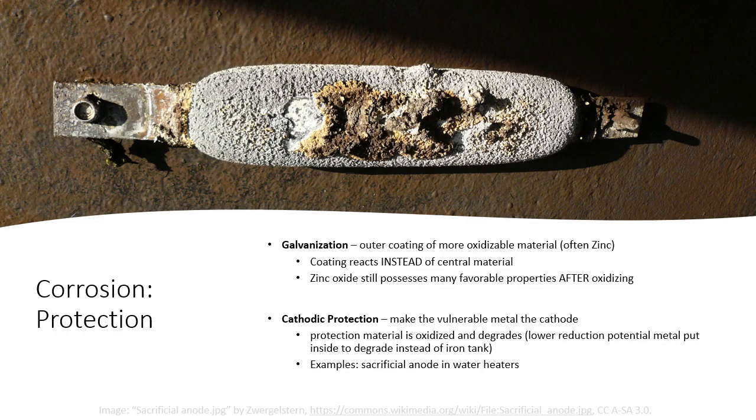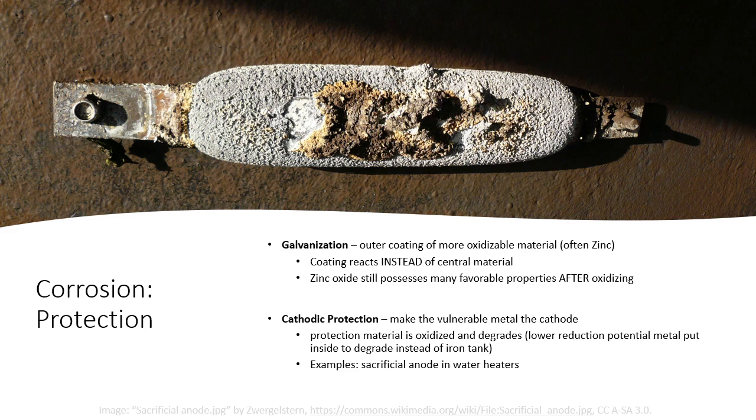Here we go. Galvanization is the use of an outer coating that is much more oxidizable, often zinc. The coating reacts instead of the central material. Zinc oxide, turns out, has still many favorable properties after it's been oxidized. For example, it does not become ridiculously brittle, so it remains on the outside of the object it coats. Cathodic protection, on the other hand, makes the vulnerable metal the cathode. So if redox happens, it gets a thicker coating of metal instead of going away into solution. The anode, which is sometimes called the sacrificial anode, becomes ions.